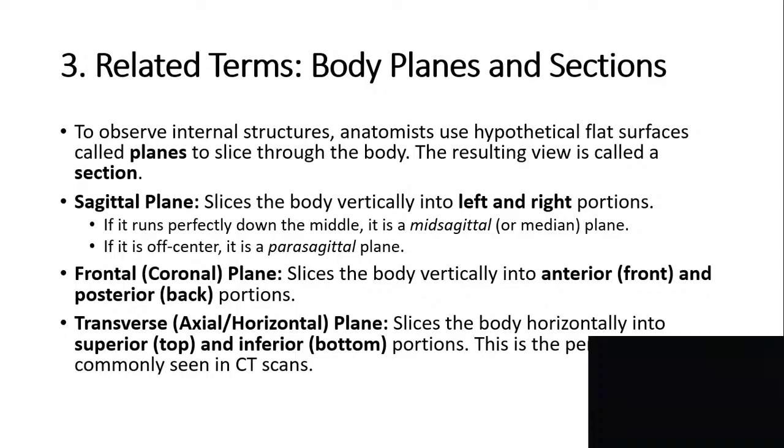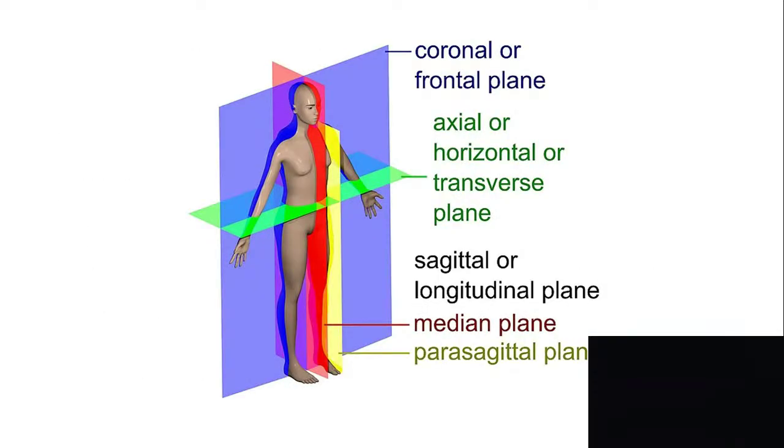Okay, so next is this final slide, which talks about the body planes. You can see the coronal or frontal plane. Then you can look at the axial or horizontal plane, which you may call transverse, which cuts the body into superior and inferior. Then you have the sagittal or longitudinal plane, as you can see, a median plane cutting it right and left, and then what we call the parasagittal plane.